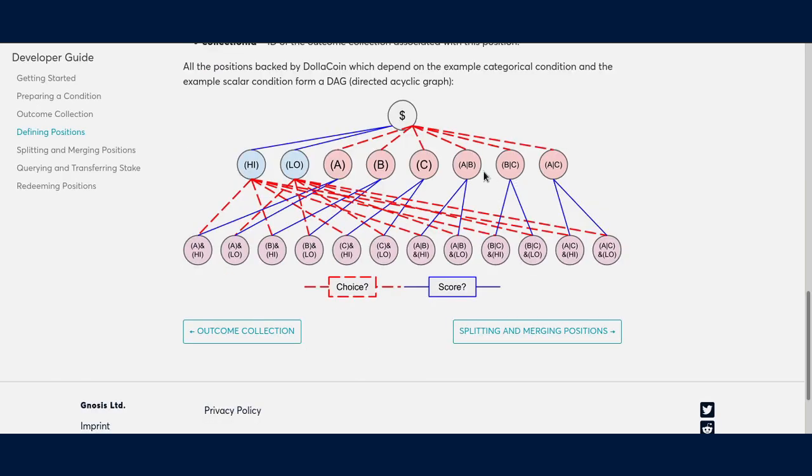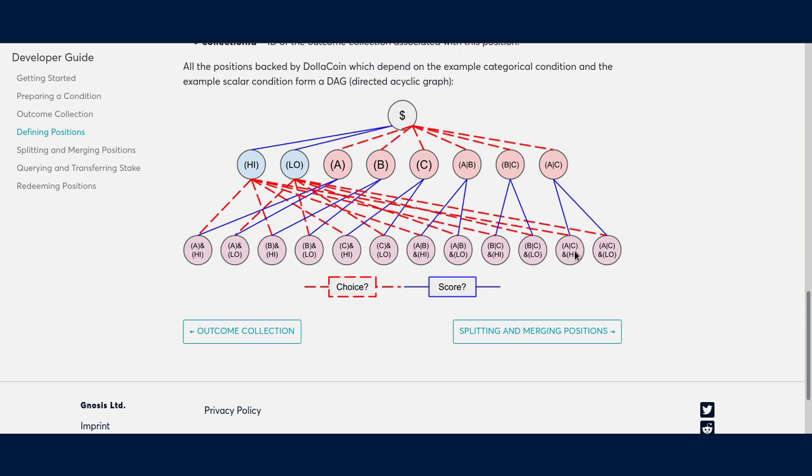Looking at this graph of positions, you may notice that there is a second layer of positions here. It's tied very closely to the parent collection ID parameter. When we passed in 0 as the parent collection ID, what we are telling the contract is we would like to start from the root collection, or the collateral token directly. If we were to do a split position to reach these deeper positions, we may have passed the collection ID associated with one of these positions instead.